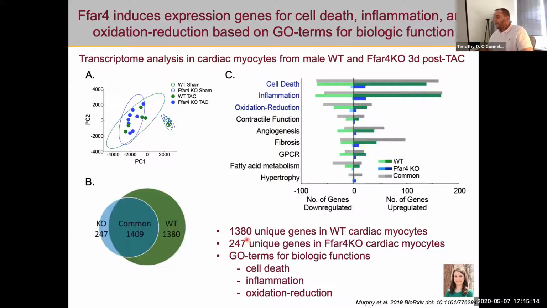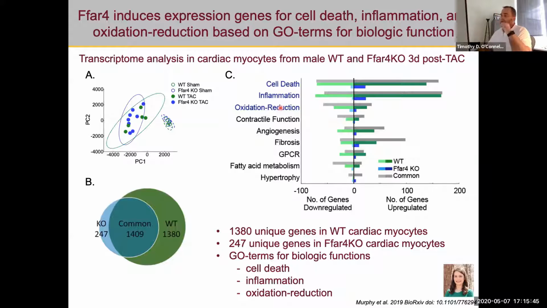And to get a better handle on what those genes might be reflecting, we did an ontology sort for biological function that's shown here in panel C. On the left-hand side of the slide, here's the categories. We looked at genes that were specific to the wild type, specific to the KO, and those in common. And you can see the three ontologies that had the biggest hits were cell death, inflammation, and reduction. And that's very interesting, and we're going to come back to that in a few minutes. But again, this doesn't give you a lot of specifics about what FFAR4 might be doing in cardiac myocytes.